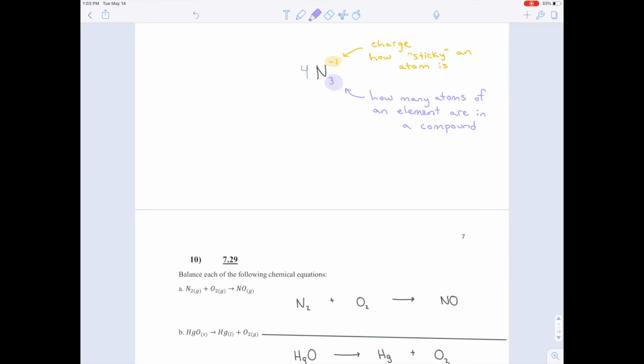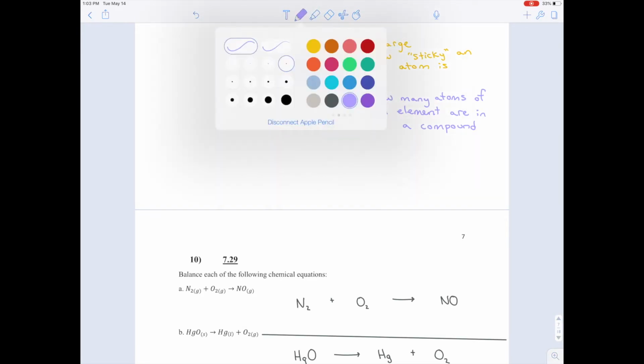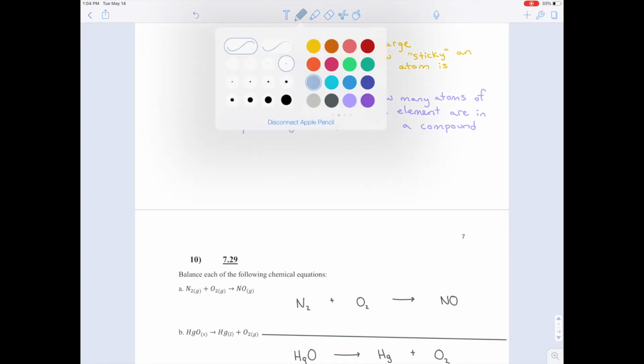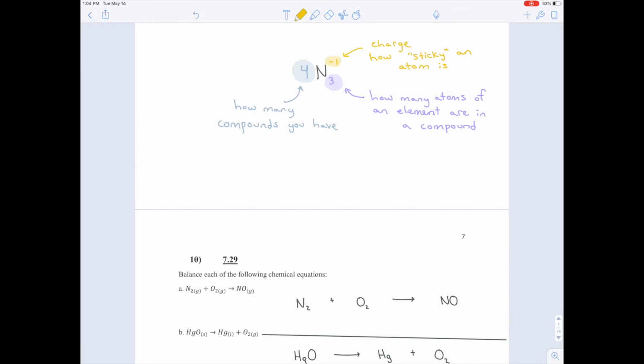Last but not least, there is a big number in front. That's called the coefficient, and that tells you how many trucks you have, how many compounds you have. So in this example, it has a charge of -1, you have 3 nitrogen atoms in your little truck, and you have 4 trucks total.